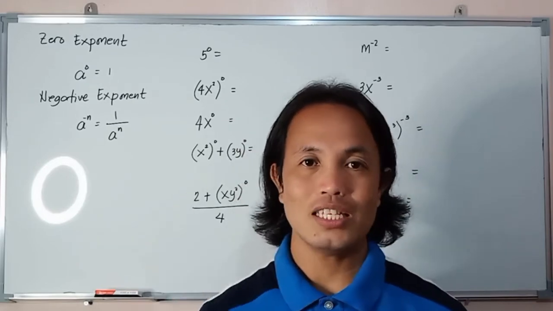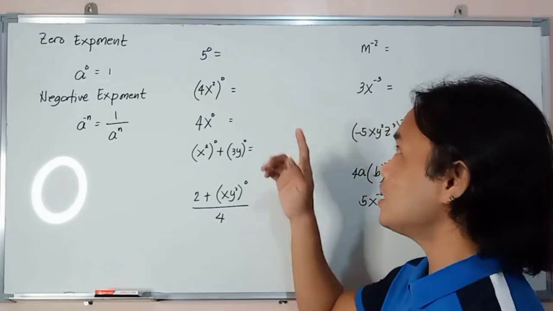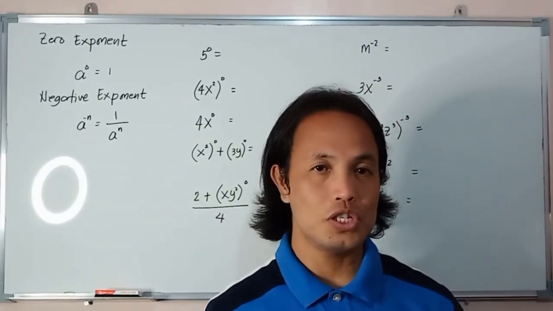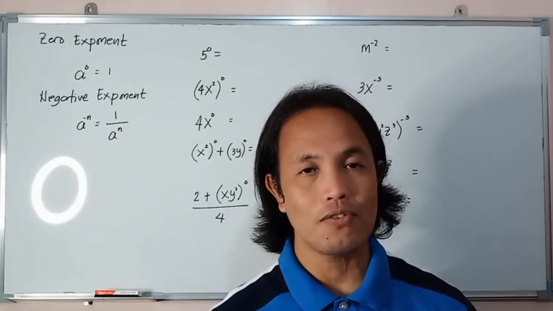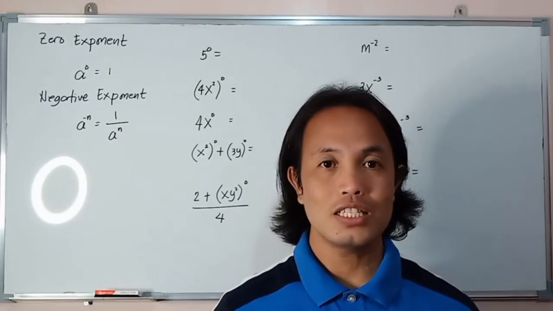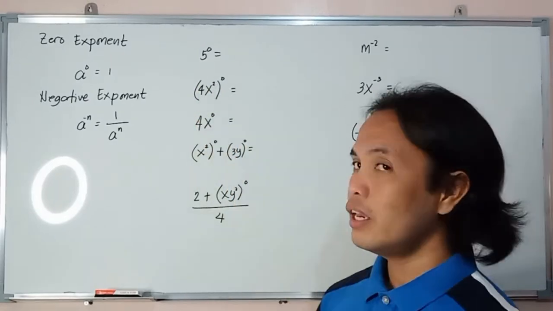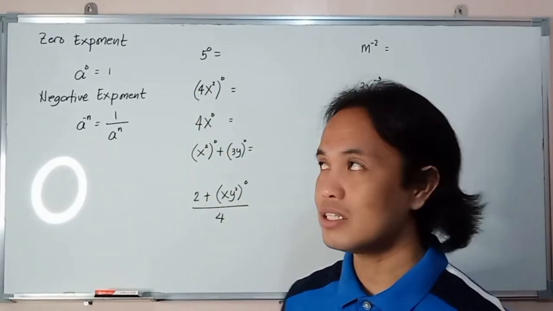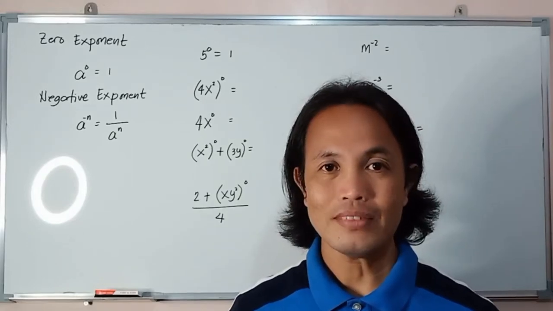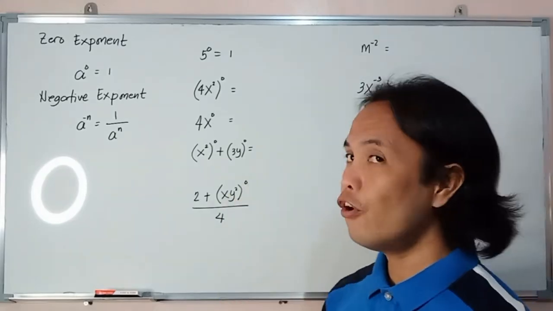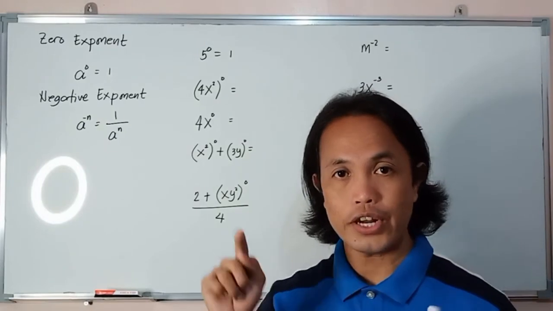So let us try these examples here. Our first example is 5 raised to 0. As I said earlier, the law on zero exponent states that any number raised to 0 is just equal to 1. Since 5 is being raised to 0, this expression is just equal to 1. Another example. We have the quantity 4x squared raised to 0.